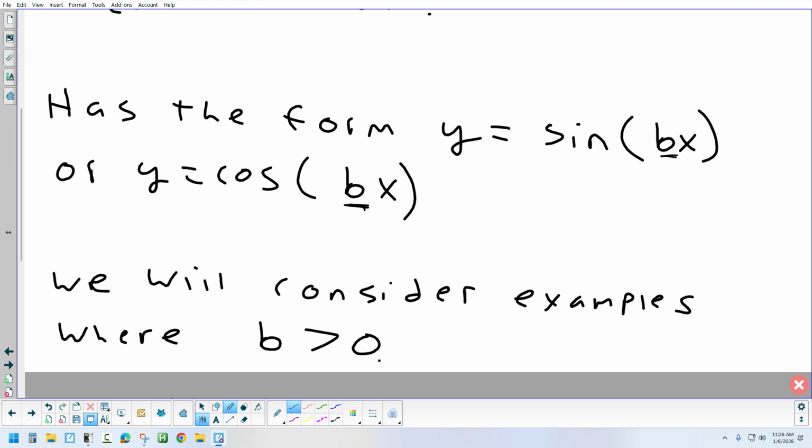So earlier someone asked me, what happens if we get a negative inside here? Yeah, I would flip over the y-axis, but we're just not going to do that. We're only going to look at examples where b is positive, so it will never flip over the y-axis. It's not hard, it's just we're not going to get into that.